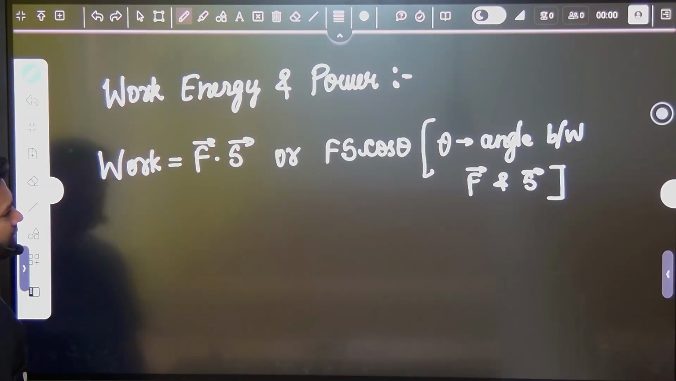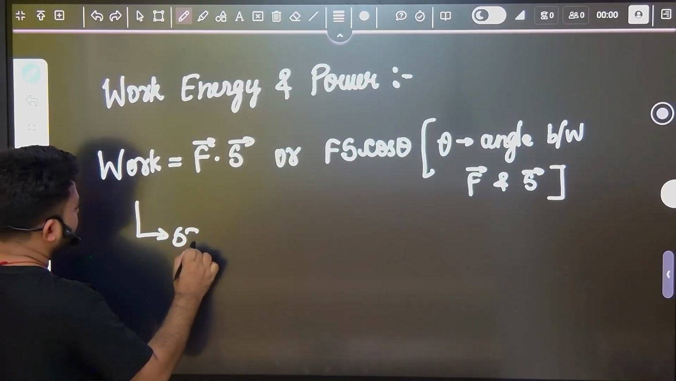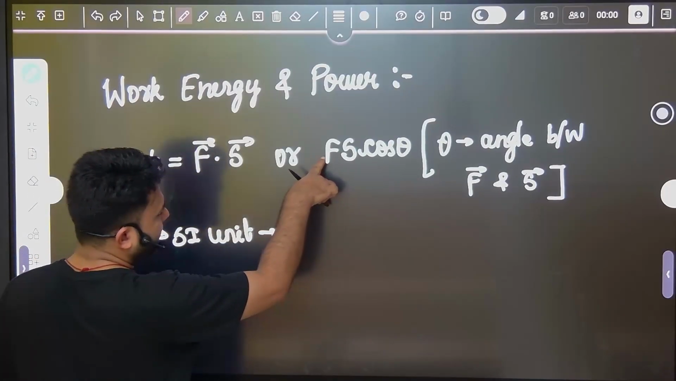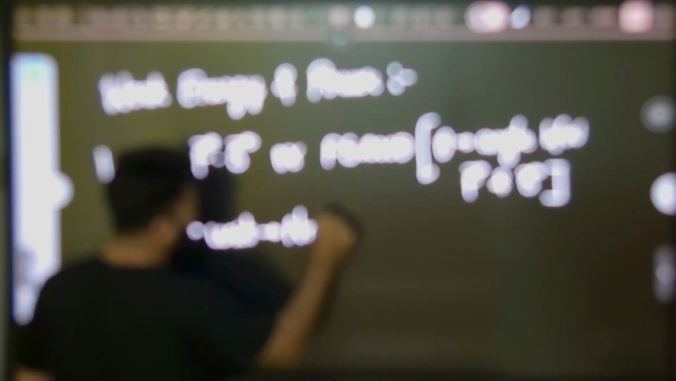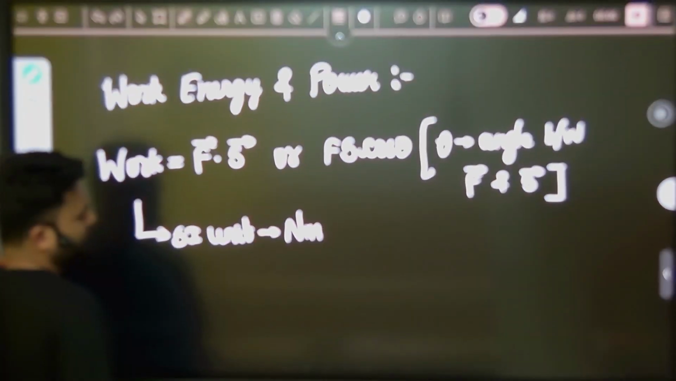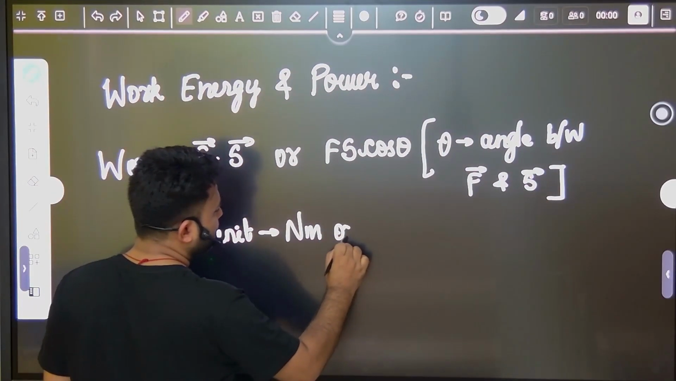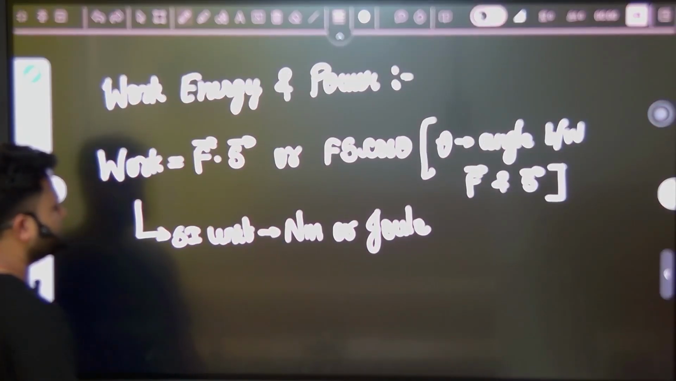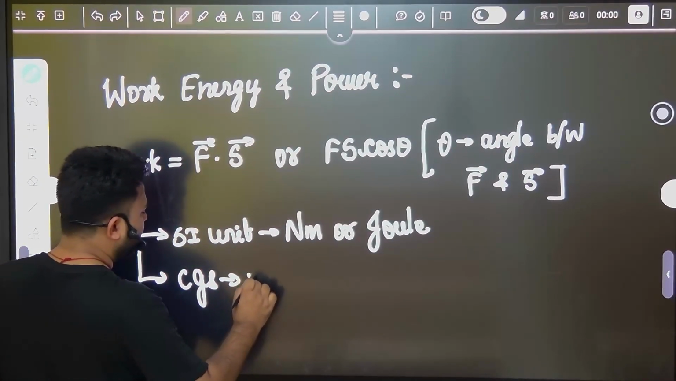Now, what is the SI unit of work? What is the SI unit for force? Newton. For displacement, meter. Cos theta is a ratio, so it has no unit. So Newton meter. The SI unit of work is Newton meter, or this is also called joule. Its CGS unit of work is erg.